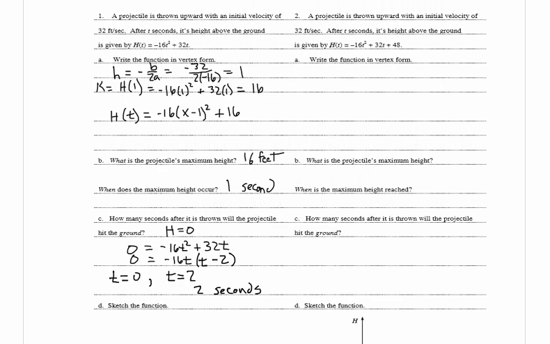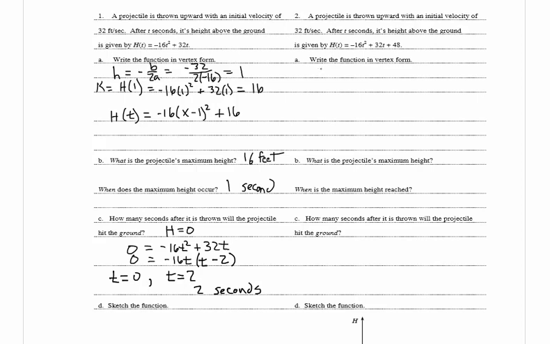In 2, it says a projectile is thrown upward with an initial velocity of 32 feet per second. After t seconds, its height above the ground is given by h of t is equal to negative 16t squared plus 32t plus 48. And in A, they want us to write the function in vertex form.